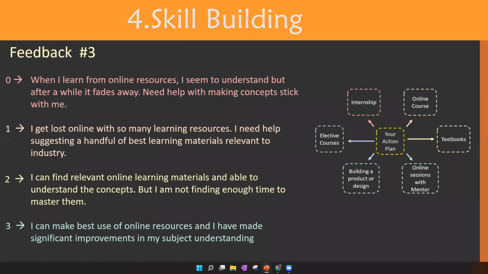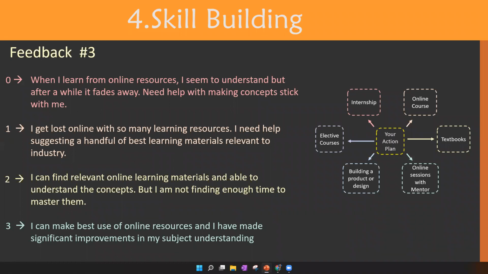And in case you think you can find relevant online materials and you're able to also understand the concepts, but the problem that you're facing is time. Like you have all these semester exams, assessments, midterms. You have the projects that are also going on in your college curriculum, and you're not finding enough time to master these other topics that you can learn from online. So if time is a problem, please go with choice 2.